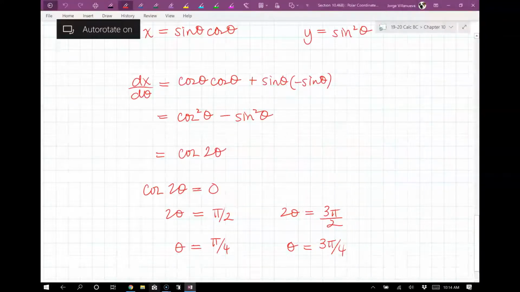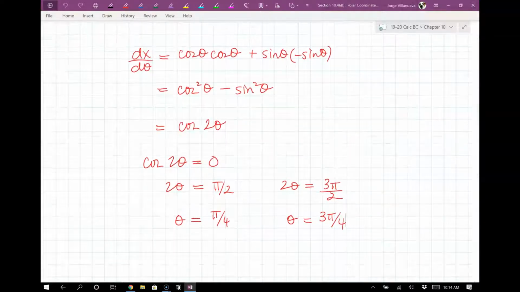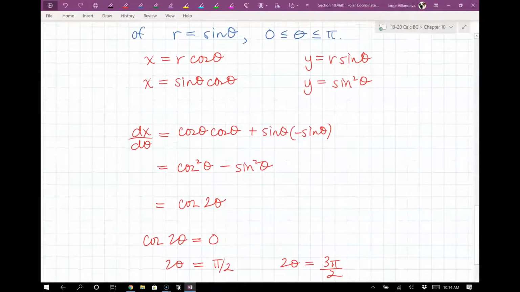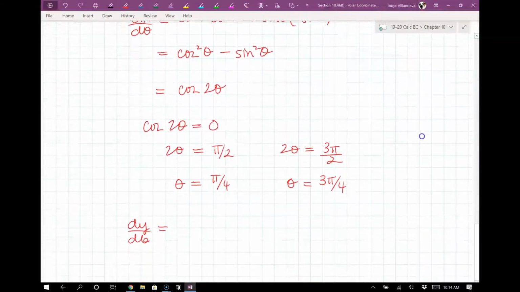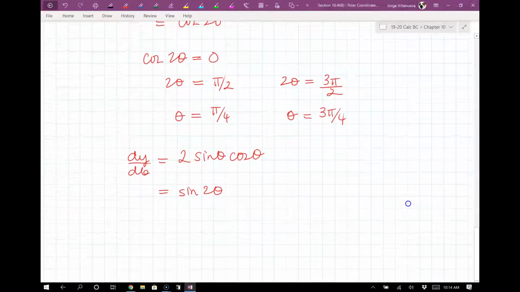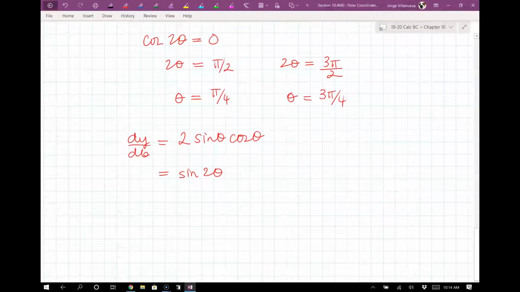I already found the two angles where that's going to happen. Let's find the horizontal ones. So dy d theta. Our y value was sine squared theta. The derivative of sine squared theta is 2 sine theta cosine theta, which, hopefully you remember, is sine of 2 theta. That's a double angle. Double angles are very, very common on AP stuff. Make sure you guys know those.